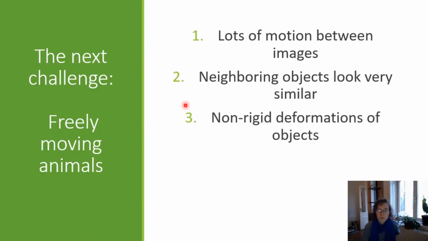However, there are lots of major challenges with doing this. I've got a couple right here. In particular, there's a lot of motion between images, a lot more motion than your average object tracking task like pedestrian tracking or some other classical machine learning task. Neighboring objects, that is the neurons, look very, very similar. And there can be quite dramatic non-rigid deformations of these objects. They're not rigid, they're not just spheres, they're actually moving and squishing across time.